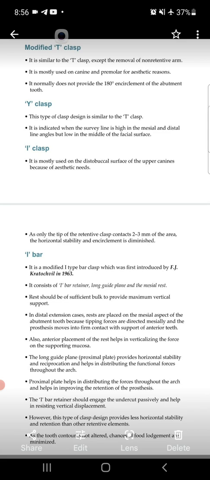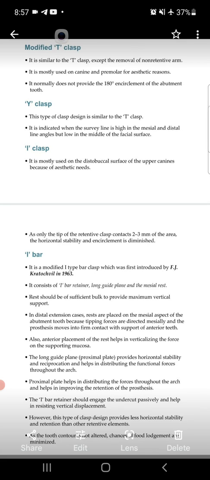The long guide plane means proximal plate. Long guide plane, meaning proximal plate, provides horizontal stability and reciprocation and helps in distributing the functional forces throughout the arch. Proximal plate helps in distributing the forces throughout the arch and helps in improving the retention of the prosthesis.